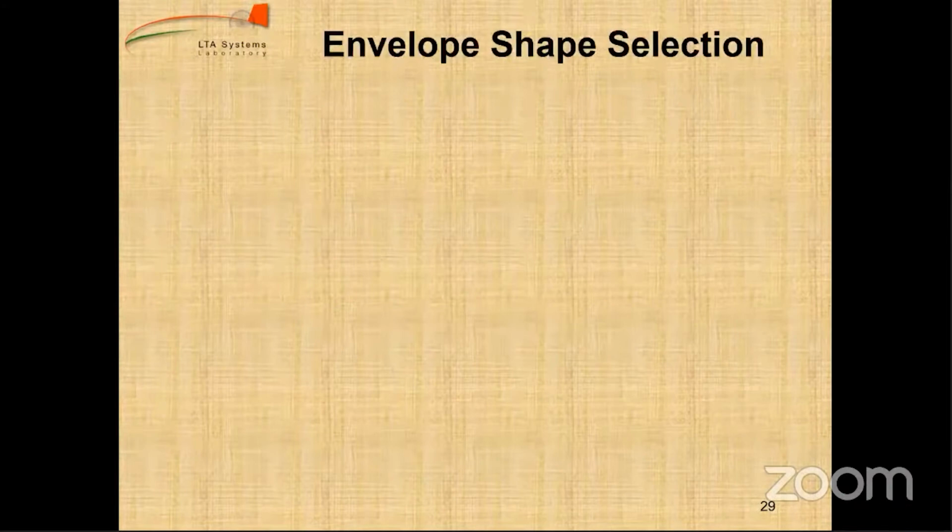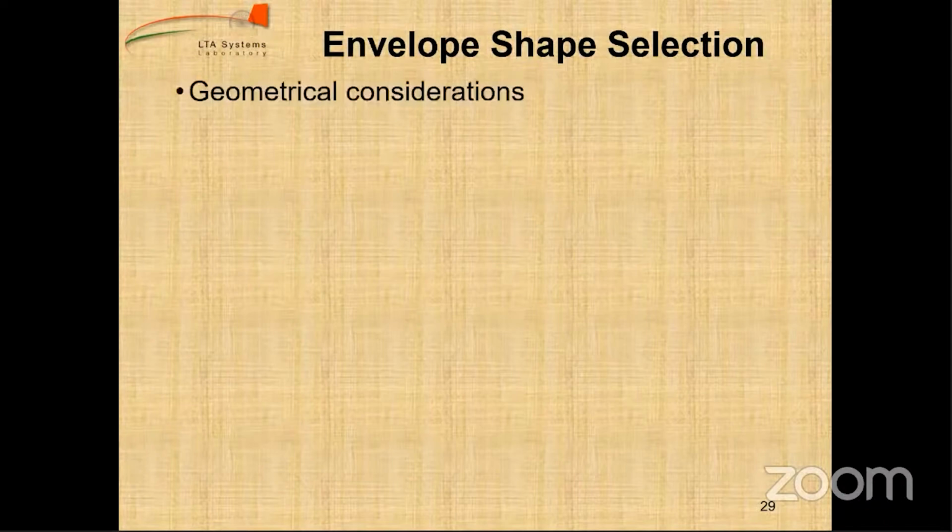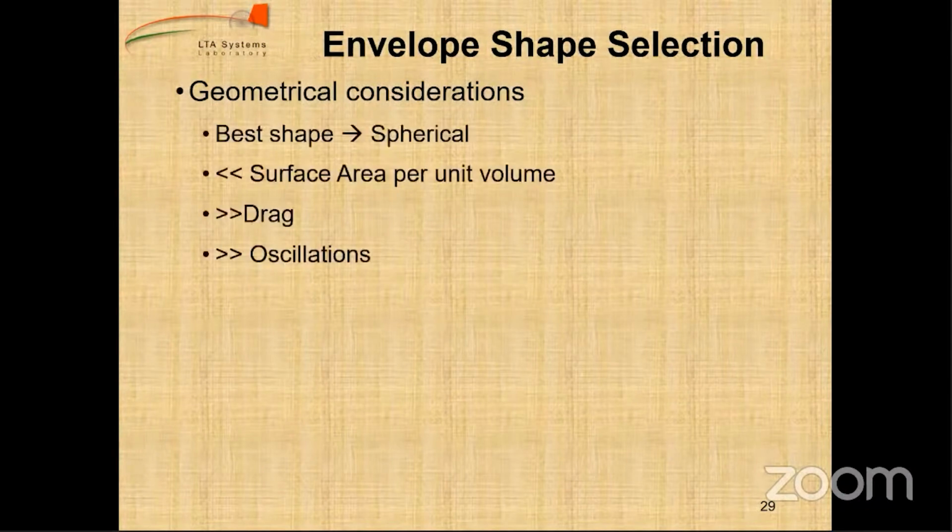Now, envelope sizing and fabrication. We will take a look at the envelope first, because we will have to size our envelope first. For envelope shape, there are some considerations for the geometry of the envelope. The best shape for a lighter than air vehicle is spherical. Can someone tell me why spherical is the best shape?